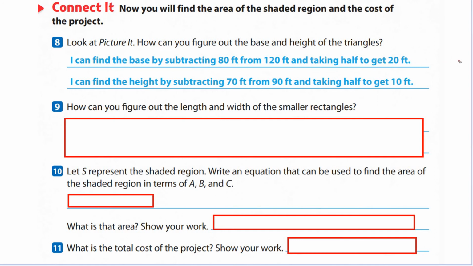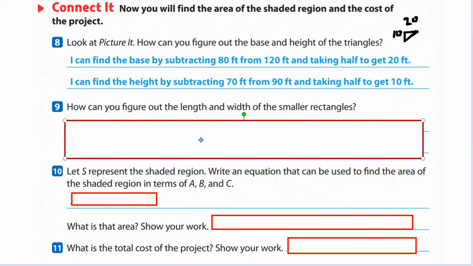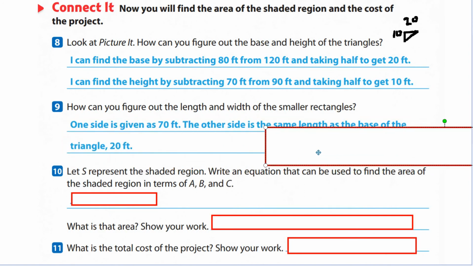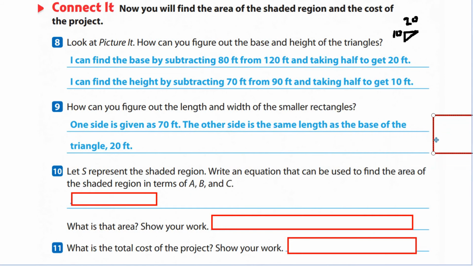And then I would actually draw that out and draw that little triangle just like that. Okay, we know this is 20 and this is 10. Right? So for the second question, how can you figure out the length and width of the small rectangles? Well, one side is given, 70 feet. The other side is the same length as the base of the triangle, which is 20 feet.